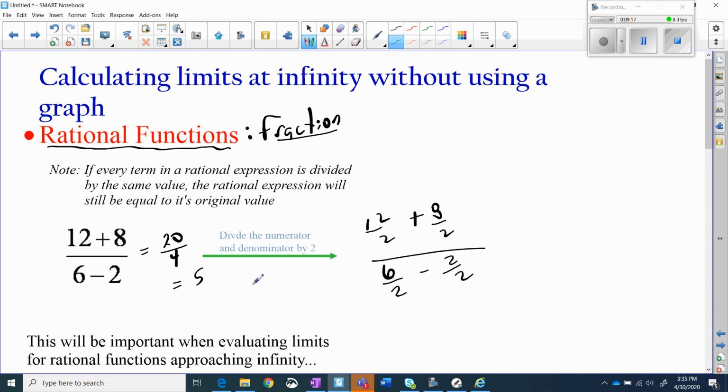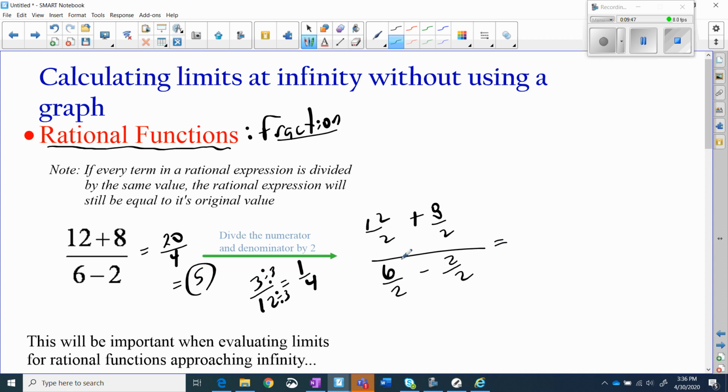If I gave you the fraction 3/12, the way you reduce it, everyone says, oh, that's 1/4. Really? Why is that? Because I divided the numerator by 3 and the denominator by 3. You can't divide the numerator by something and the denominator by something different and think that you're still going to get an equivalent fraction. You have to divide the numerator and denominator by the same thing. So as long as I divide everything in the numerator by 2, and everything in the denominator by 2, it should still be equivalent to what we had here, which is 5.